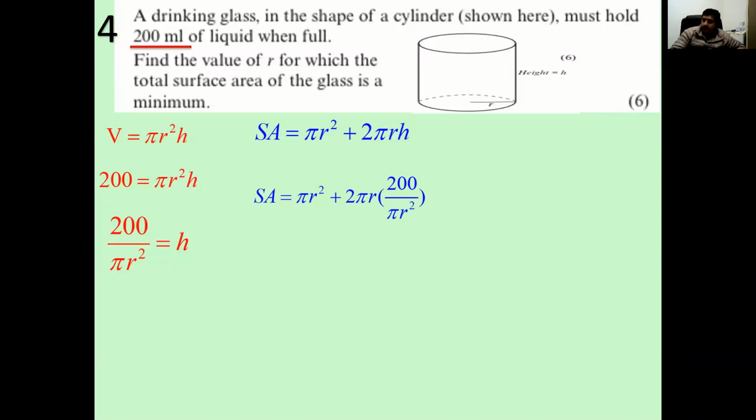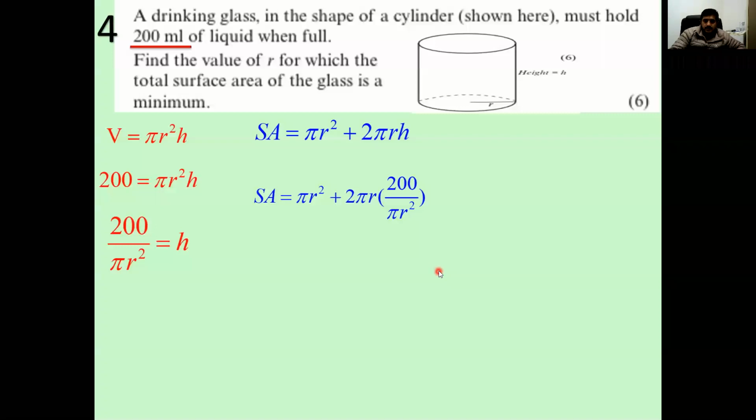And I want you to simplify that, so I'm giving you some time. Pi and pi cancels, r will cancel with the square. And you should end up with pi r squared plus 2 times 200 is 400. Remember the pi cancel and the r with the r squared all over r.